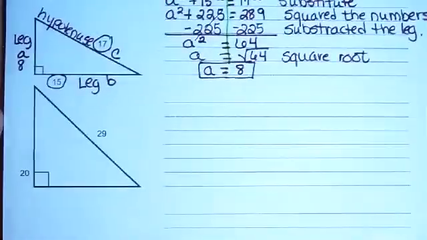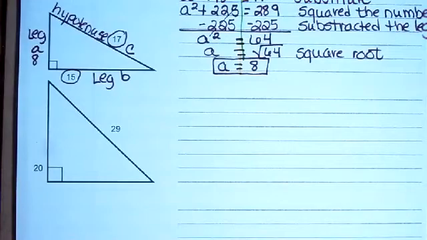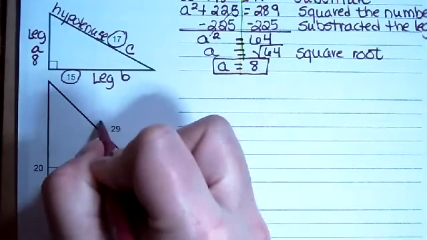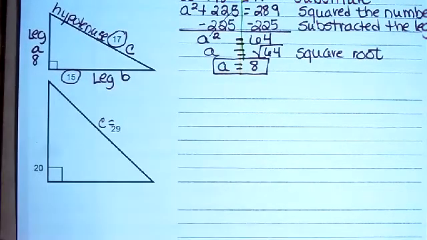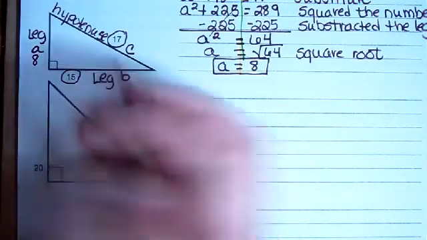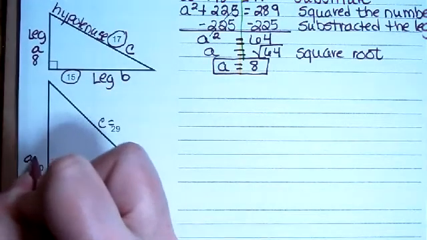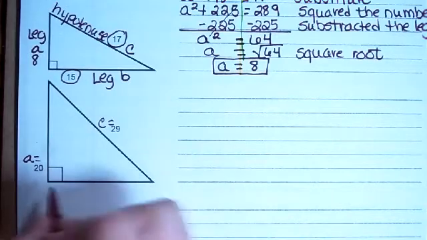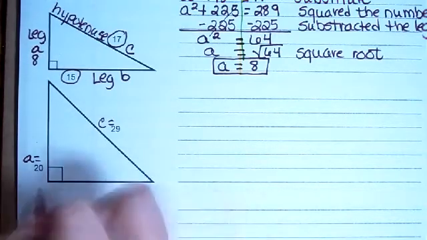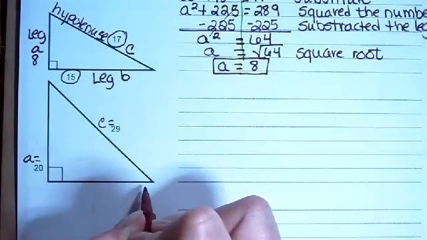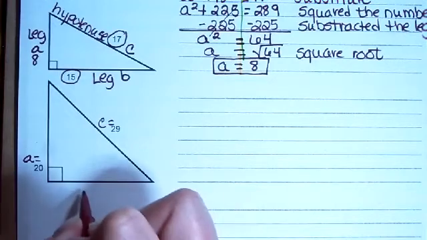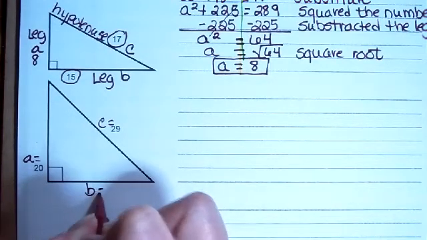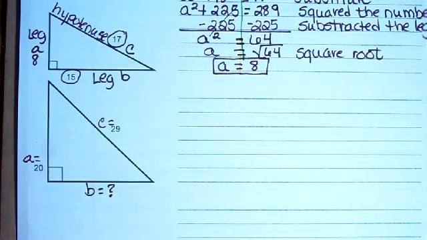Now, in example 2, look at what I'm told. I'm told that C is going to be equal to 29. This time I'm told this leg right here, and typically we let that one be A. So A is going to be 20. Now I need this bottom one. That's the horizontal side down here at the bottom that's missing a number. So we're going to make that B. That's the one I'm looking for.